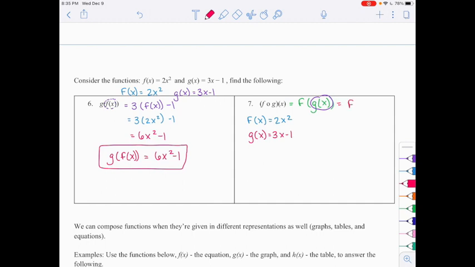So I'm going to end up with f of g of x is equal to 2 times g of x squared, right? It means I'm replacing the x with g of x. Well, what is g of x? G of x is 3x minus 1.